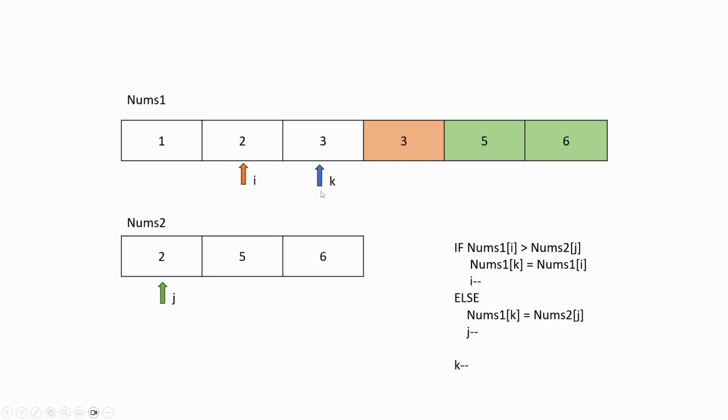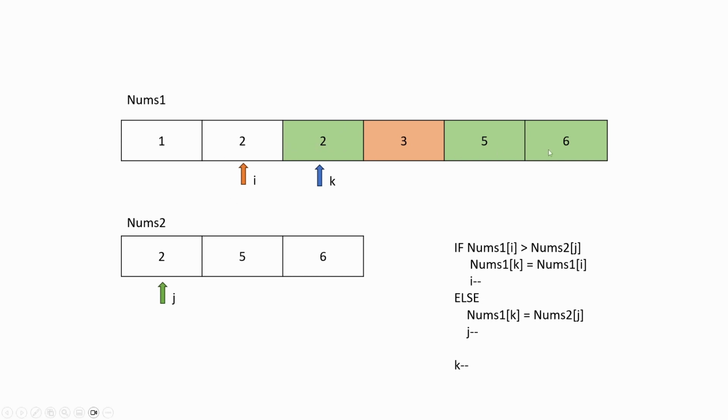Okay, in this next step, the value of nums1 at position i is not bigger than nums2 at position j because they are equal. So we go to this second condition here. So the value will come from the array nums2 again. So we get a 2 here.